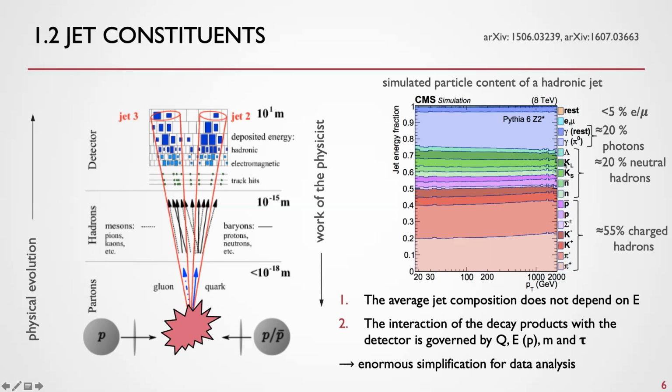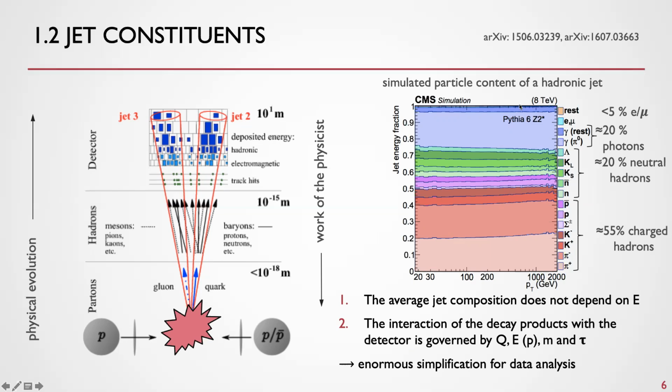And then K long, K short, lambdas. And then we have a few photons, and then we have a lot of photons. Those photons that amount to roughly 20% of the jet momenta come from pi zeros, because a pi zero is a pion that instantaneously decays into a pair of photons.